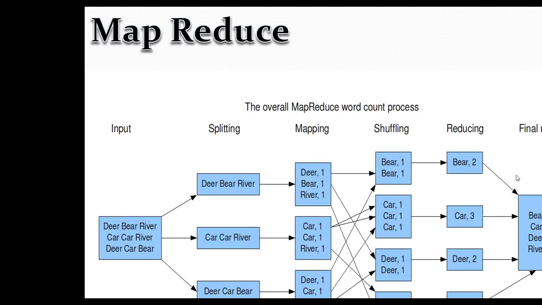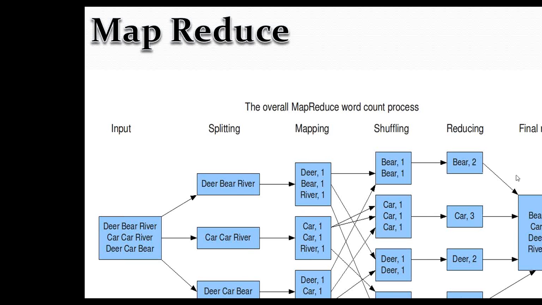Some architecture details: as we talked, MapReduce also works in master-slave architecture mode. The MapReduce master is called the job tracker. The job tracker is responsible for accepting all the MapReduce jobs submitted by users. It's responsible for assigning the map and reduce tasks to the task tracker, which is the worker node.